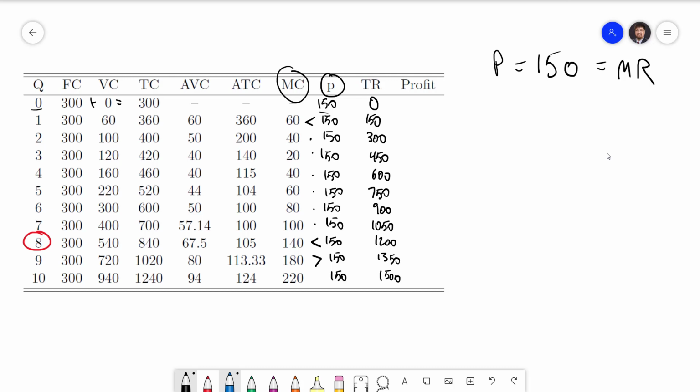To calculate the profit, we take total revenue minus total cost. For the first one, we have 0 revenue and 300 total cost, so negative 300. For the second one, we have a total revenue of 150, total cost of 360, so we're going to get negative 210, and I'm going to keep filling these in all the way down.